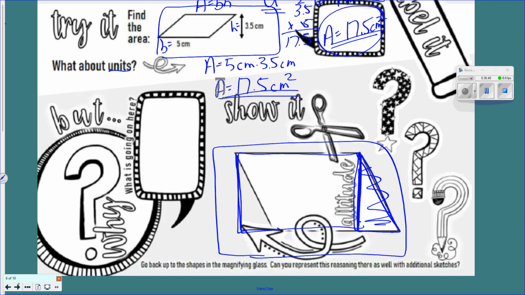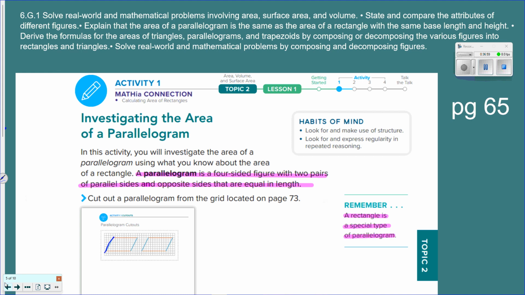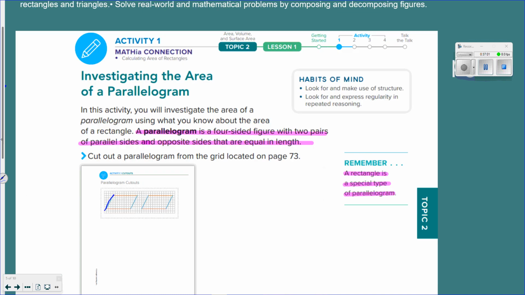Page 66. Now, just last class had so much issue on this. I do want to point out, compare the attributes of the parallelogram and the rectangle. They're talking about the ones you had just done on page 65. So it's referencing back to those two right there. And now I will turn the time over to Mr. Ken.